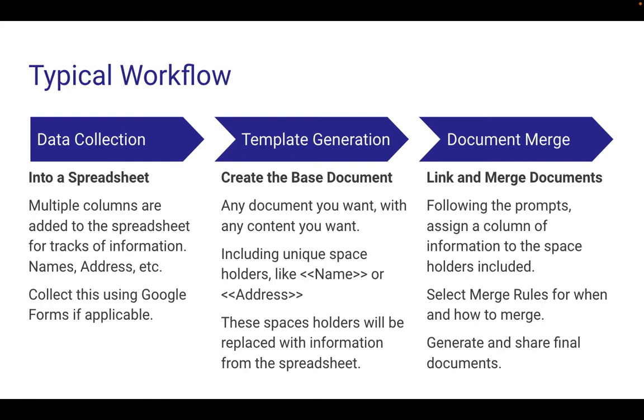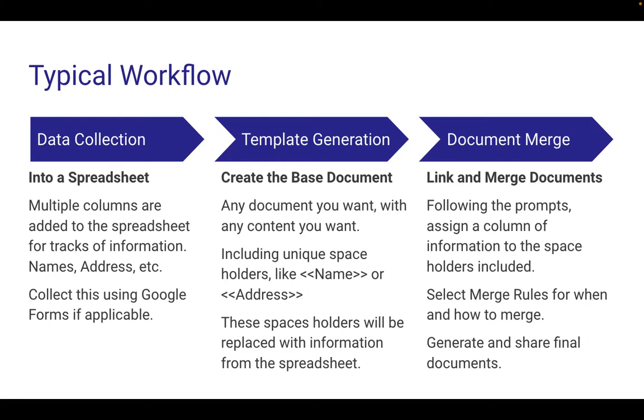You need info in a spreadsheet. Okay, so multiple columns are added to the spreadsheet that track information, things like names, addresses, etc. I highly recommend, which is the point of this tutorial, collecting this using Google Forms if it's applicable. You don't have to use Google Forms for this process to work, but it does take the onus of creating the data off of you and puts it on the user, because they're the ones adding the information to the spreadsheet, so you don't have to, which is kind of nice.